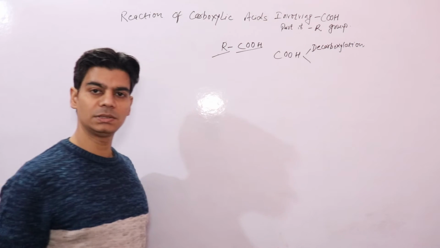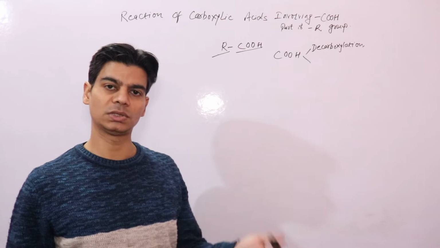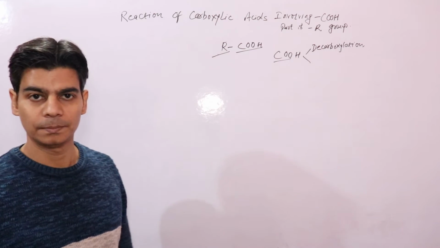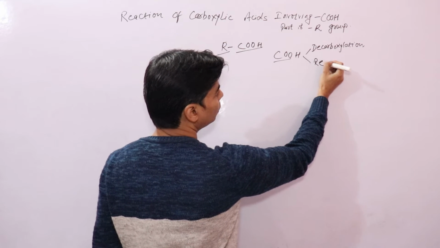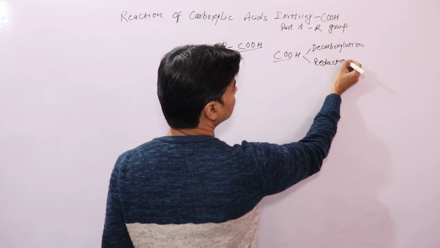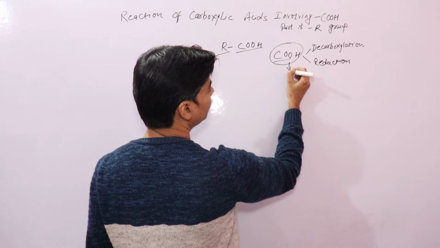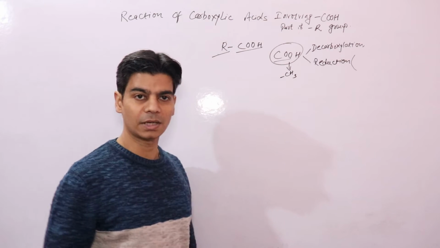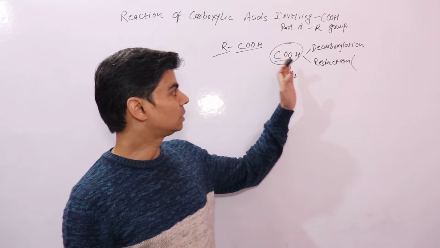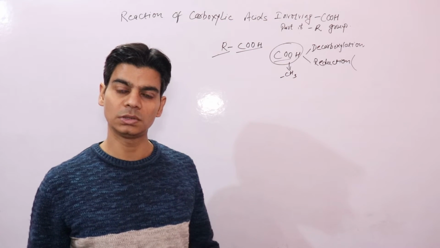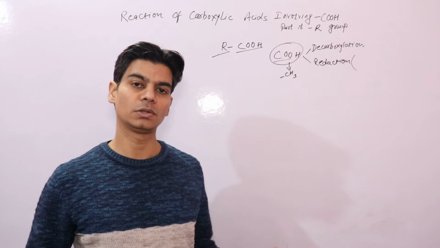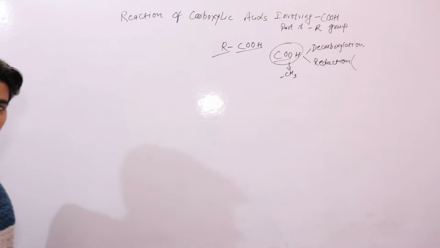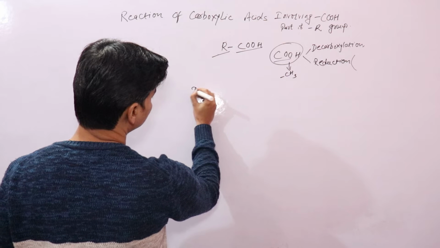Decarboxylation simply means removal of CO2 from the carboxyl group. The second is reduction reactions. In reduction, this complete COOH would be reduced to CH3. So we will be looking into partial reduction, where carboxylic acid will form alcohols, then complete reduction, where carboxylic acid will form alkanes. So let's quickly look into decarboxylation reactions first.